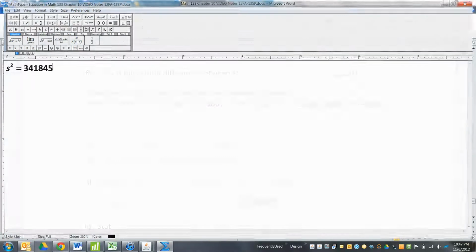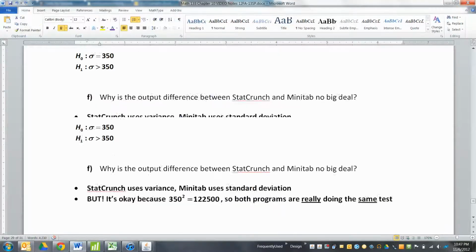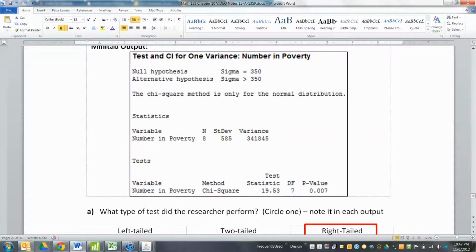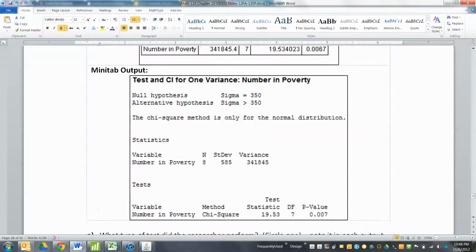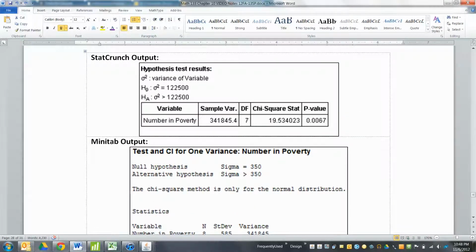The variance is 341,845, which is given right here in Minitab, and in StatCrunch right there. Again, StatCrunch didn't give s, so we'd have to take the square root of that to find the standard deviation.